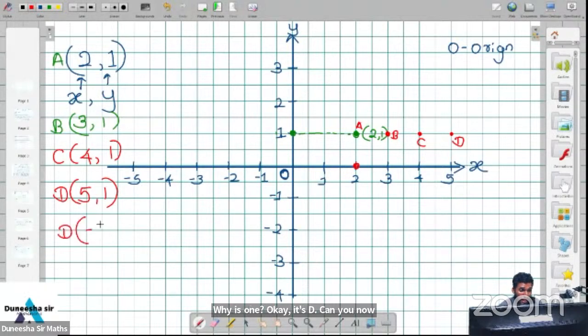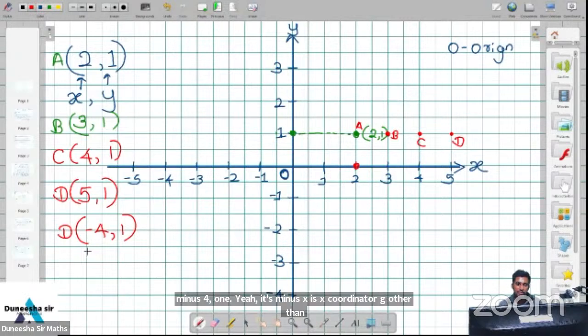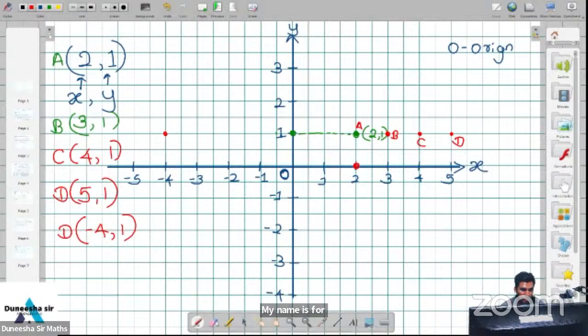Can you now get (-4,1)? X coordinate එක කීයද දැන්? -4. Minus 4. Then Y is 1. (-4,1). It's not D. මට වැරදුනා. එන එක E කියලා දාගන්න. Can you take it E?